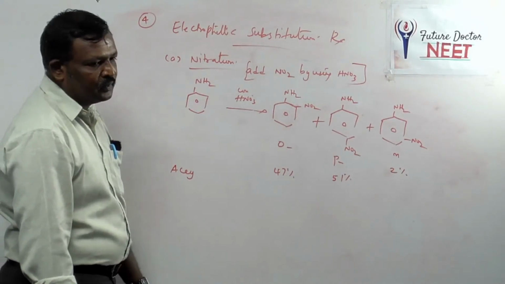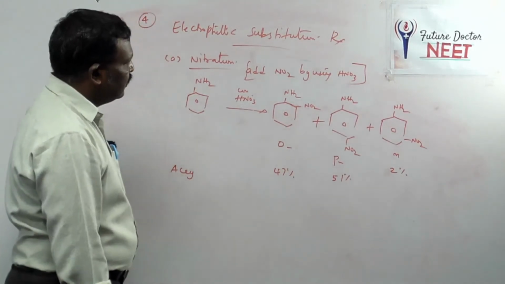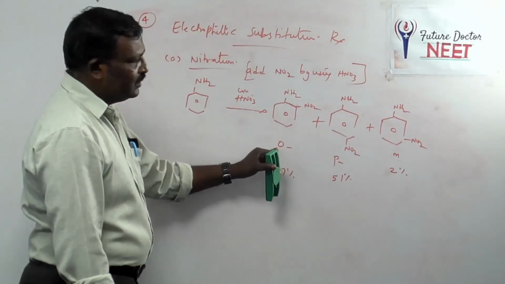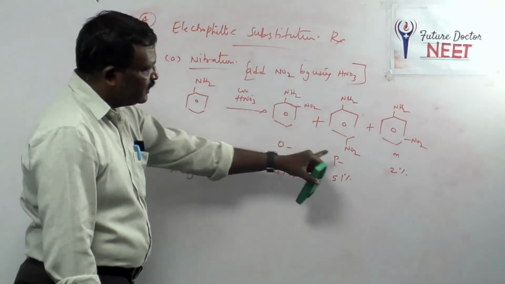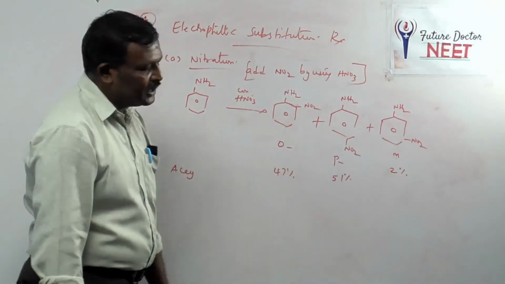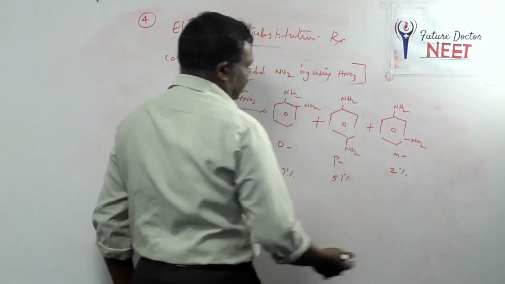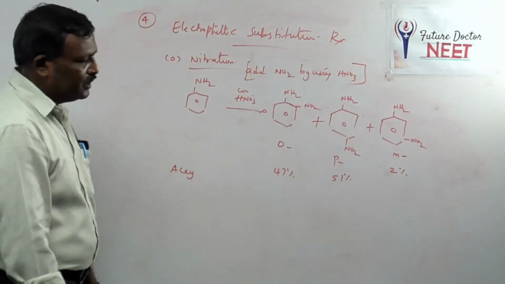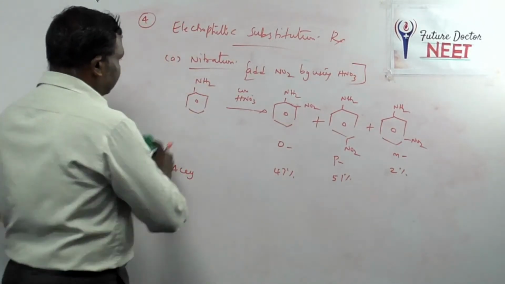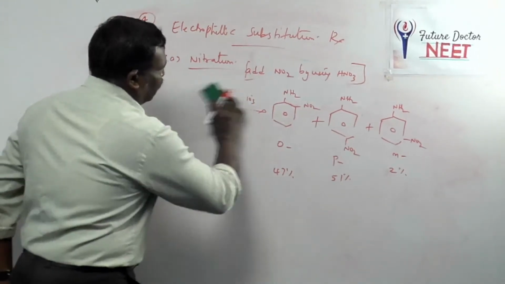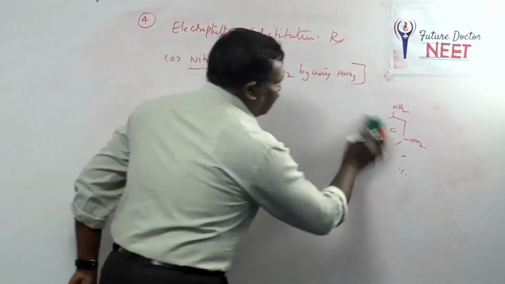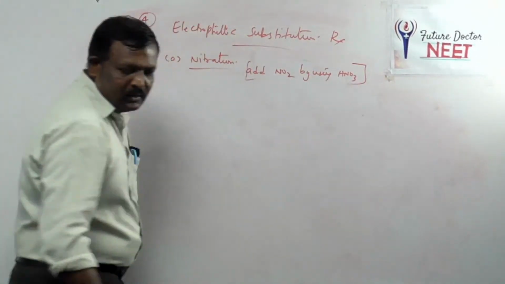Understood? Simply write O stands for ortho, P stands for para, M stands for meta, you know that. Understood? Past meaning you just mention the percentage also. Okay. See, mostly here, para product is only stable compounds.